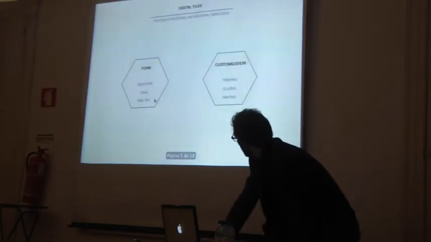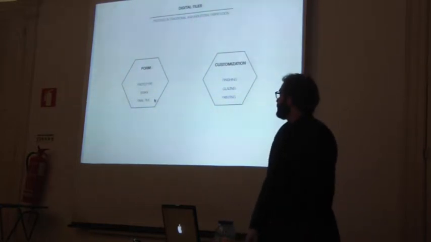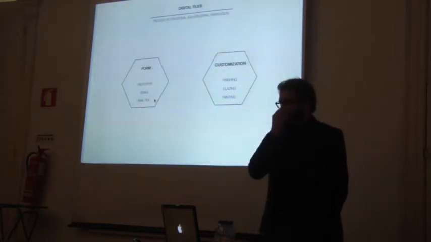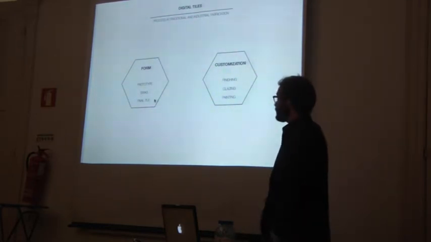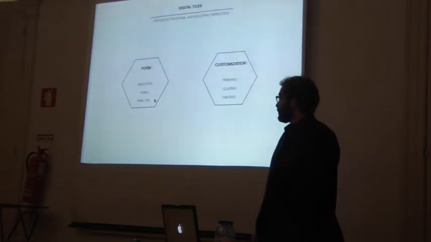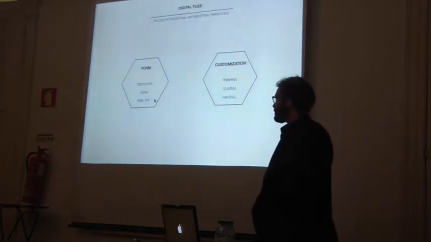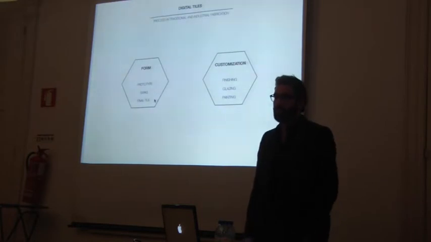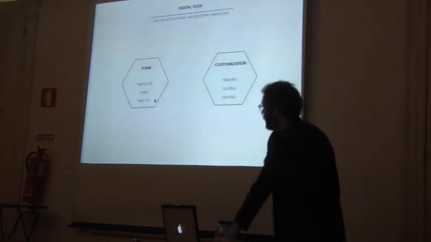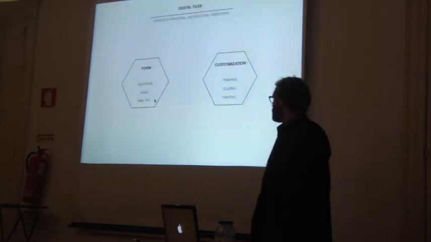The steps that exist in the traditional industry way have two important parts: the creation of the form, and then the customization, which are the final steps. On the form, we have three steps: the prototype, then the swap of the prototype, and then we make the final tile from the final material. On the customization, we have the finishing, the glazing, and the painting.